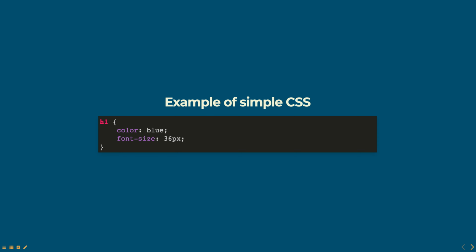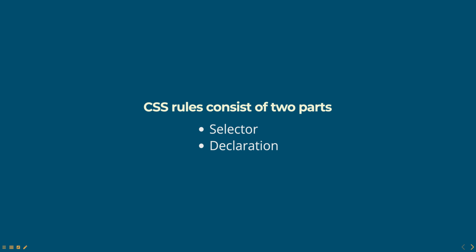Here's an example of a simple CSS rule. This rule sets the color of all H1 elements to blue and the font size to 36 pixels. CSS rules consist of two parts: a selector, which specifies the HTML element or elements to which the rule applies, and a declaration, which specifies the styles to be applied to the selected elements. The declaration is enclosed in curly braces and consists of one or more property-value pairs, separated by semicolons.